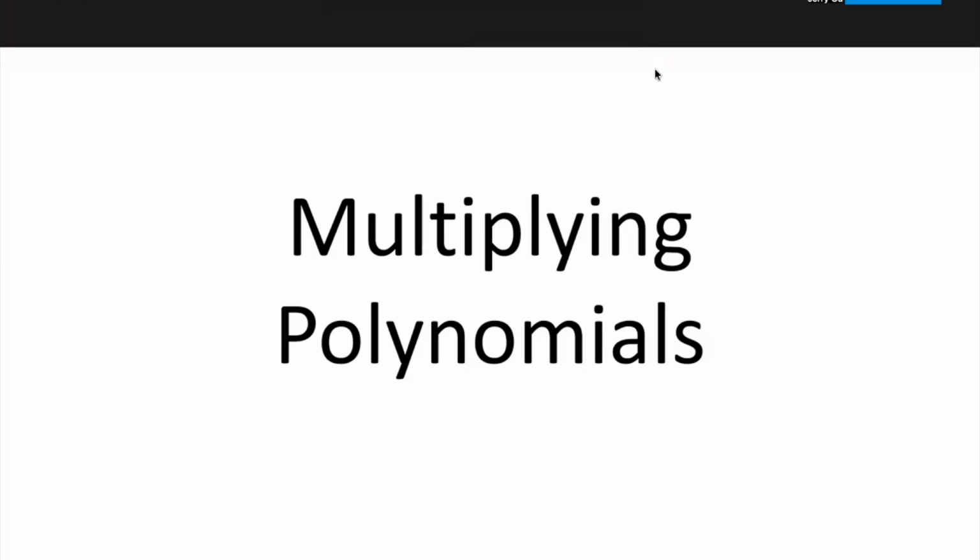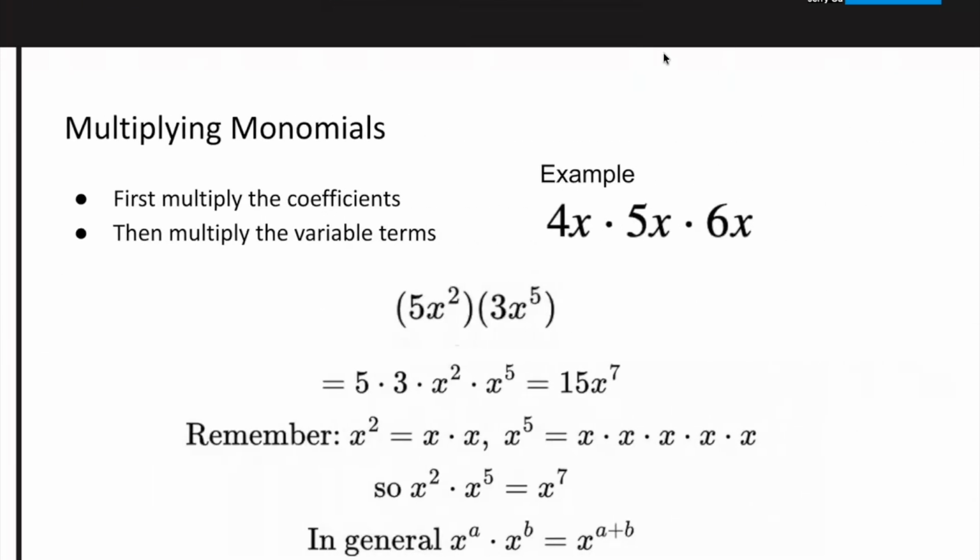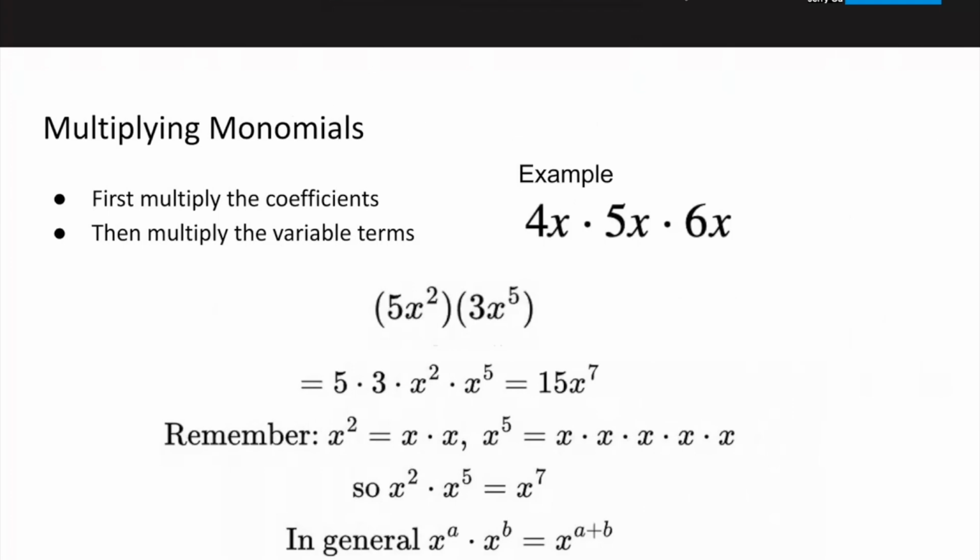Now let's talk a bit about multiplying polynomials. Multiplying monomials is easy. You first multiply the coefficients, then you multiply the variable terms. For instance, 4x times 5x times 6x will just be 120x cubed, since 120 is 4 times 5 times 6, and then multiplying the variable terms, you get x cubed. Your final answer is just 120x cubed.